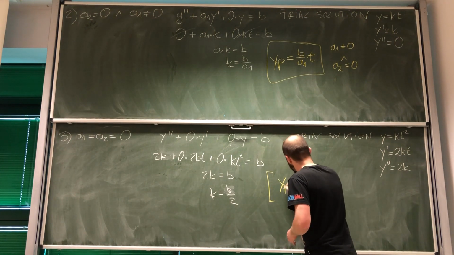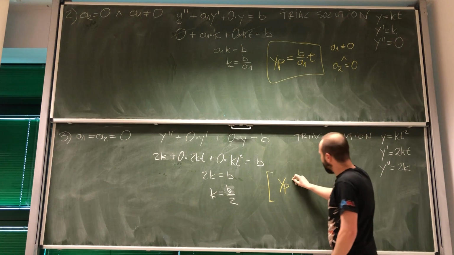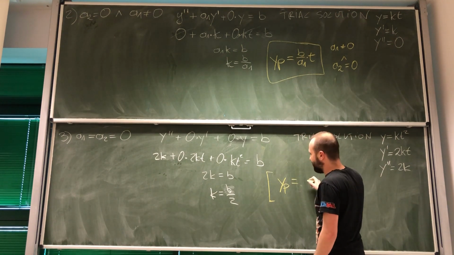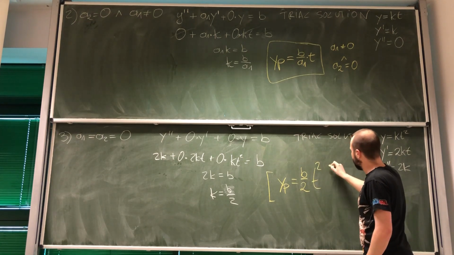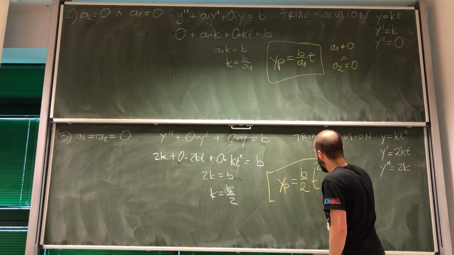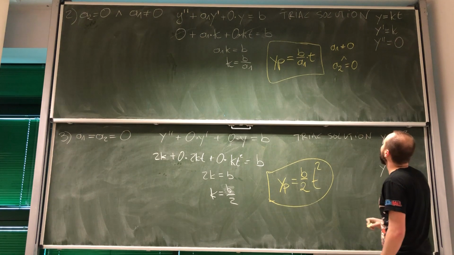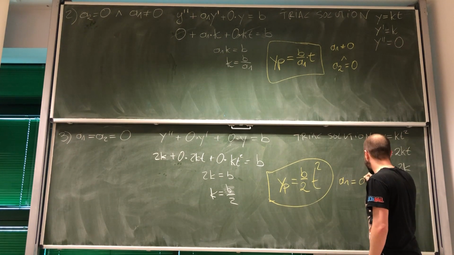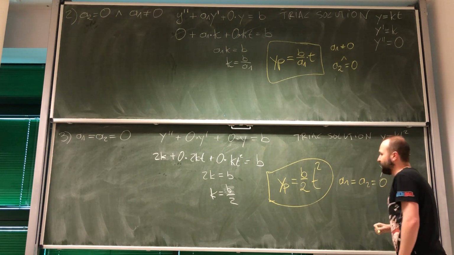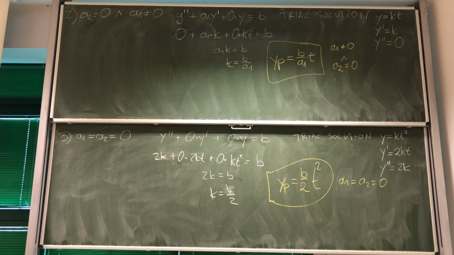that particular integral in this case is equal to b over 2 t squared, right? But of course, we make the restriction here that both a1 and a2 must be equal to 0.